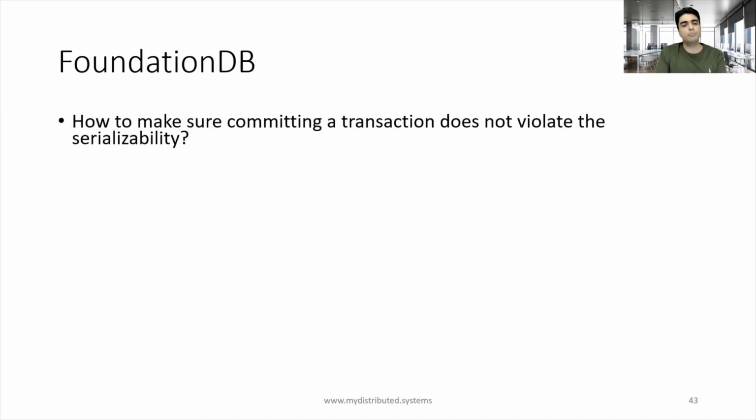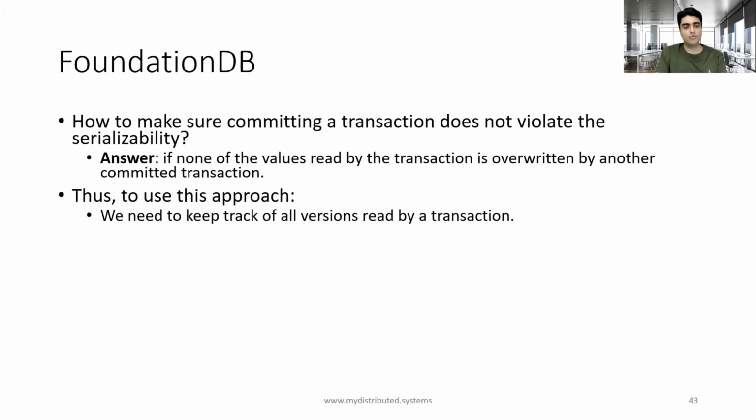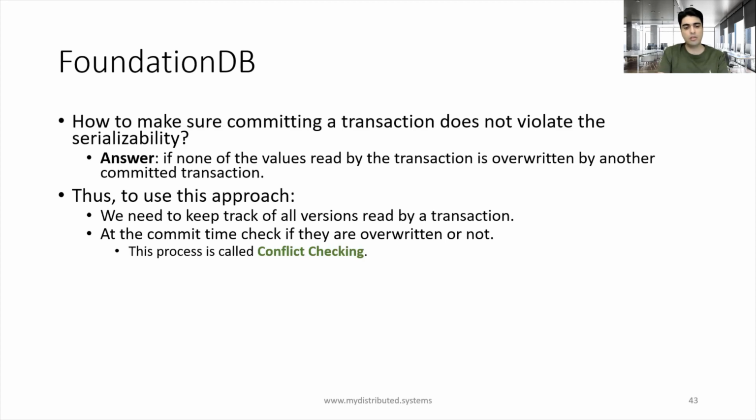So the question is how to make sure committing a transaction does not violate serializability, right? This is the key part. The answer is that if none of the values read by the transaction is overwritten by another committed transaction, then we can be sure that committing a transaction doesn't violate serializability. Thus, to use this approach, we need to keep track of all versions read by a transaction, and at commit time, we need to check if they are overwritten by previously committed transactions or not. And this process is called conflict checking.